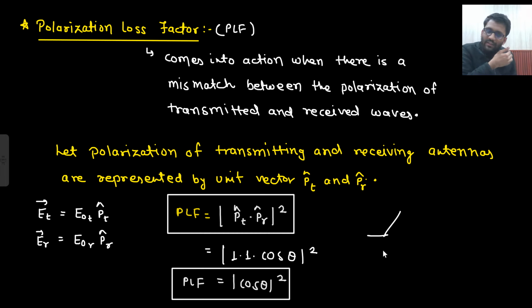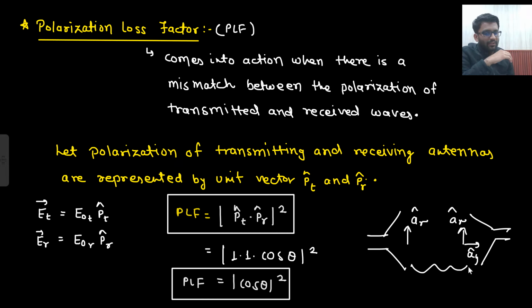Now this was our transmitting antenna and this was our receiving antenna, right? So what did I say? That from here my electric field was dancing in X direction, and when I got here my electric field is dancing in X direction and Y direction. So this is one of the possibilities when polarization loss factor can come into action.